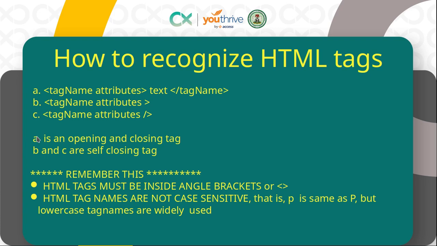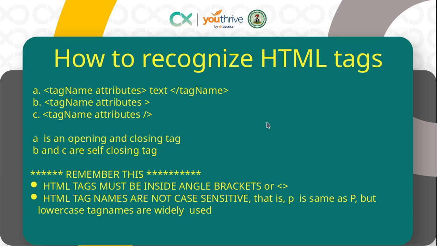Now this A part here, that is this one here, is an opening and closing tag. So I've explained that this is the opening tag and this is the closing tag, and the closing tag must have this slash before the tag name. Then this B and C are self-closing tags. So this is the one that you'll be seeing in the HTML part, but by the time I move to React, this is the format that I'll be using.